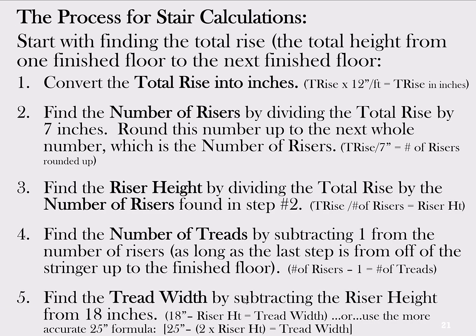Okay, so back here, the 18-inch number is the simpler equation. You just take 18 minus the riser height, and that'll give you the treadboard width. Now, it's not quite as accurate as an old carpenter's formula called the 25-inch rule, where we take 25 inches instead, subtract 2 times the riser height, and that gives you the treadboard width. So these are numbers that I'm giving you just for interest's sake. I don't make you calculate the treadboard width on the exam.